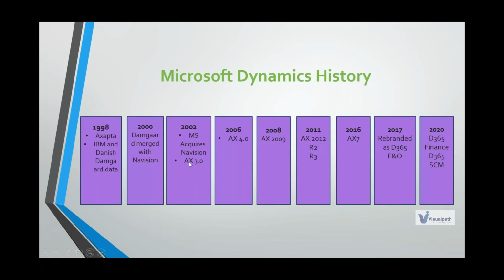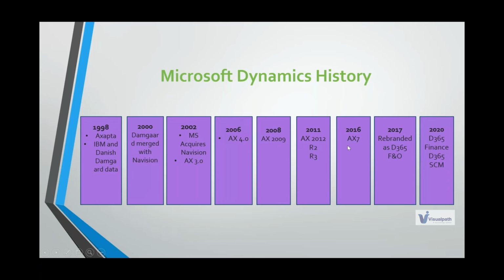See, in 2002 it was AX 3.0. In 2006, it is AX 4.0, which has additional functionalities compared to 3.0. Again, in 2008, we have a version called AX 2009. In 2011, we have AX 2012. In that also, we have multiple versions, R2, R3 and all.